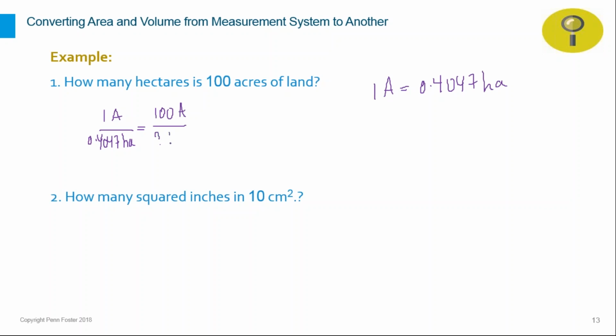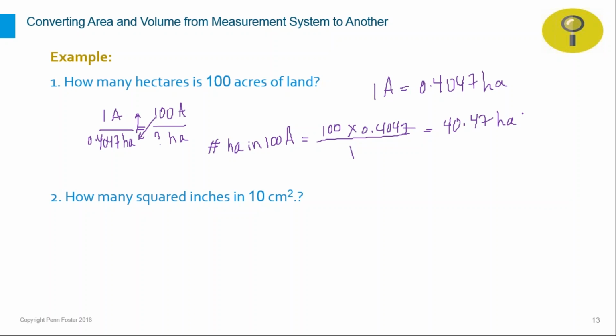What would that be in hectares? The same way, solve the proportion, cross multiply, and divide. So number of hectares in 100 acres equals 100 times 0.4047 divided by 1. That is just multiplying by 100, so you just move the decimal point twice to the right, or you can use your calculator, and that would give you 40.47 hectares. And that's it. So we're just repeating the method. No matter what units we're using, it's the same method.